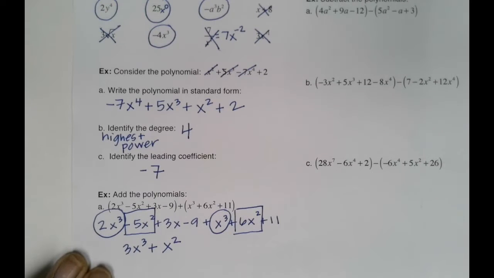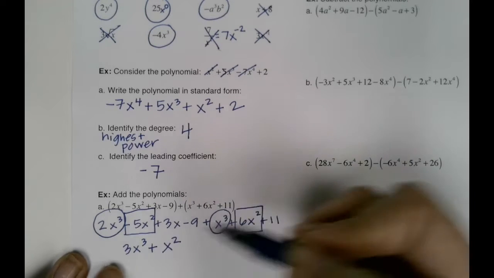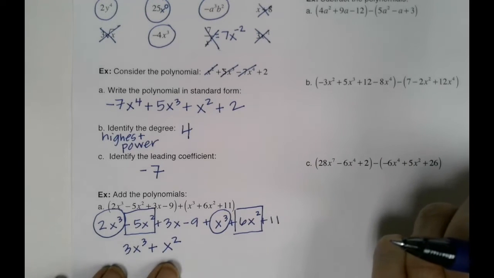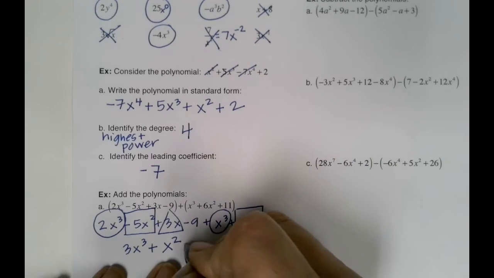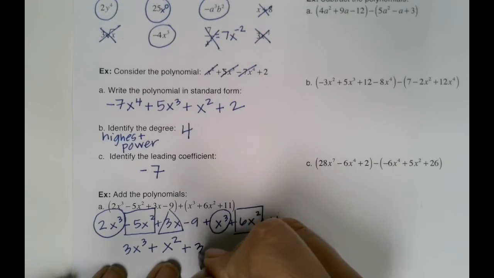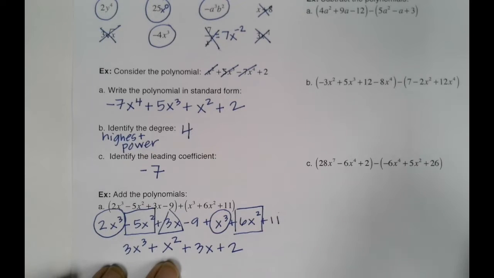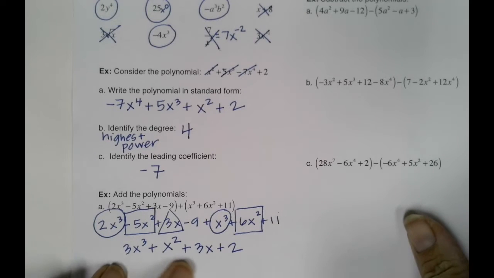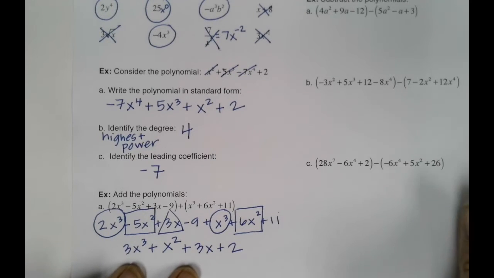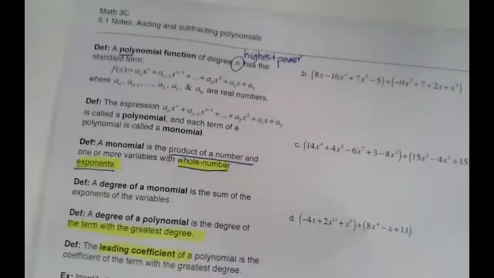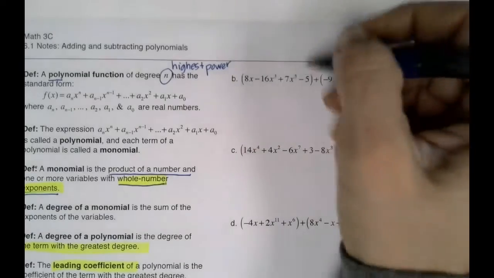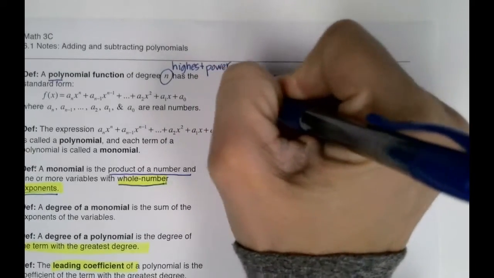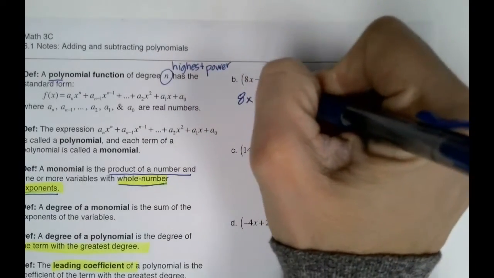You can write the 1 in front of the x squared if it makes you feel better. And then we have 3x. There's nothing else similar to 3x, so we just get to write it. And then negative 9 plus 11 is going to give us positive 2. Okay? So that's our answer. We can't combine any more than that. Okay, moving on to our next one. We have these. So step 1, copy it down without the parentheses.